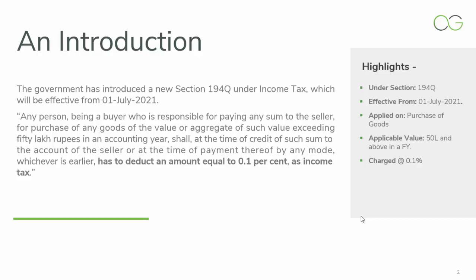To sum this up, a brief highlight: the rule has been introduced under section 194Q and is going to be effective from 1st of July 2021. It's applied on purchase of goods, applicable on the value exceeding 50 lakhs in a given financial year, and if such happens, the tax will be charged at the rate of 0.1%. Now let's move on to the changes that have been made with respect to this in the application.